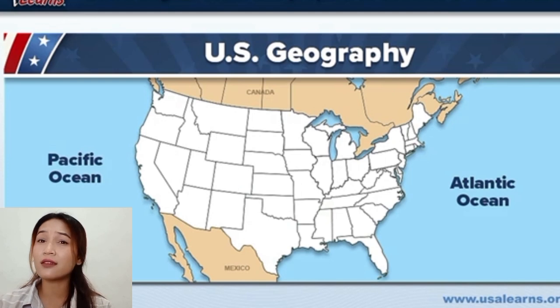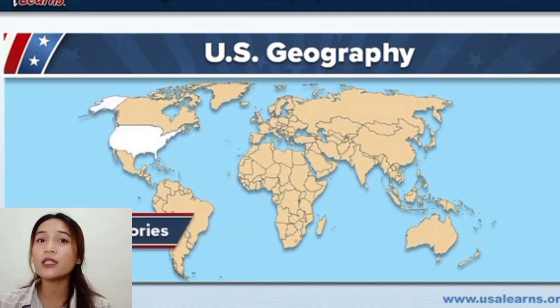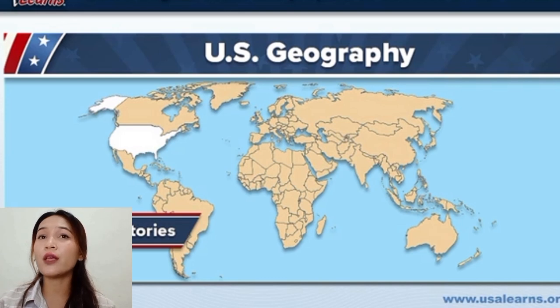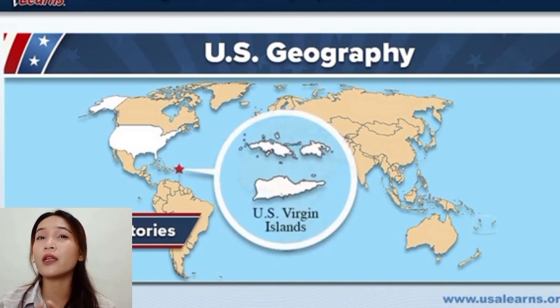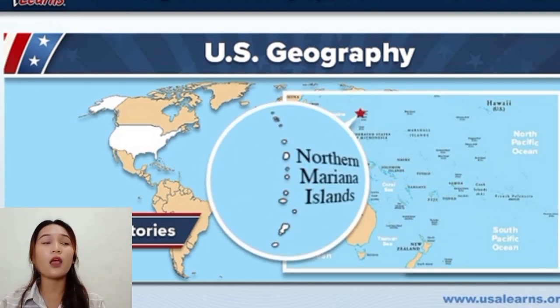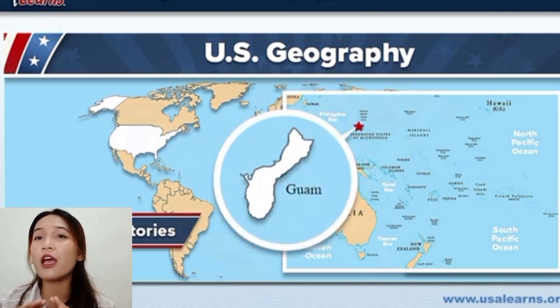The United States has 5 main territorial areas. Territories are areas that are part of the United States but are not states. Territories must obey the law of the US federal government. So guys, the 5 US territories are Puerto Rico, the US Virgin Islands, American Samoa, the Northern Mariana Islands, and Guam. So, the geography of the United States is very diverse.